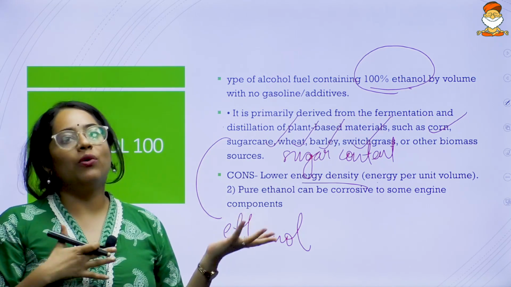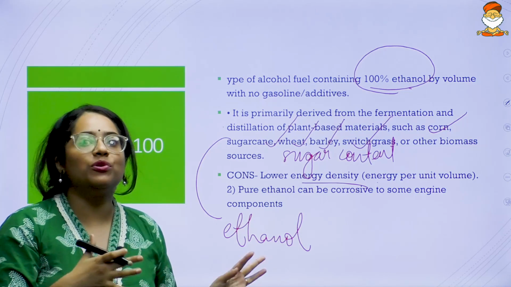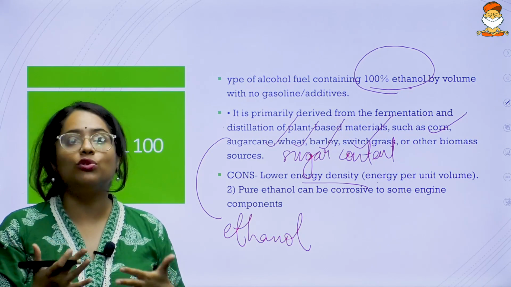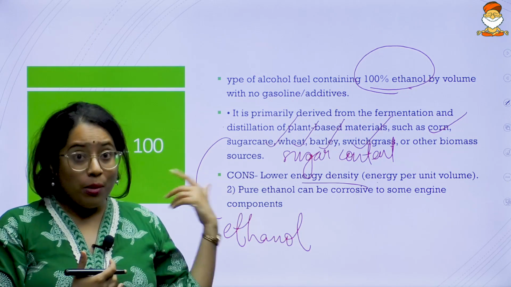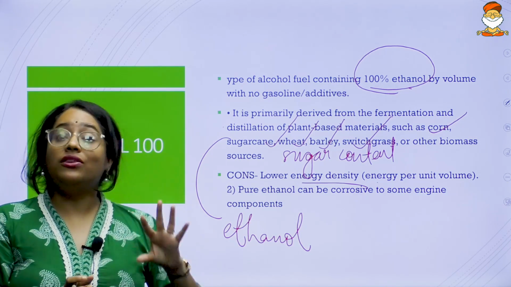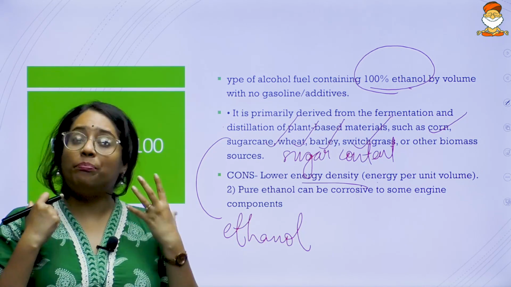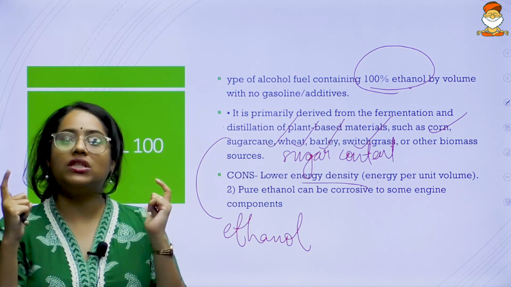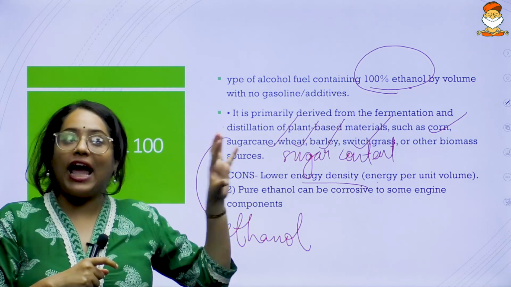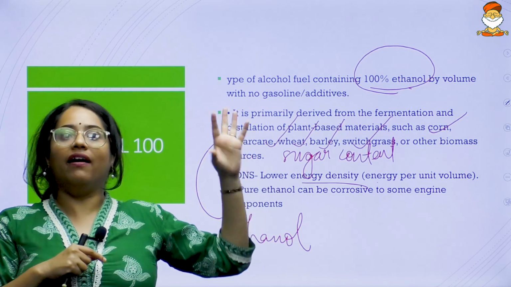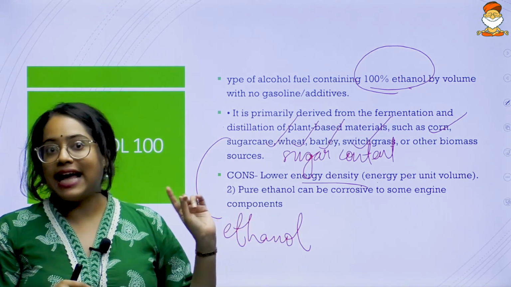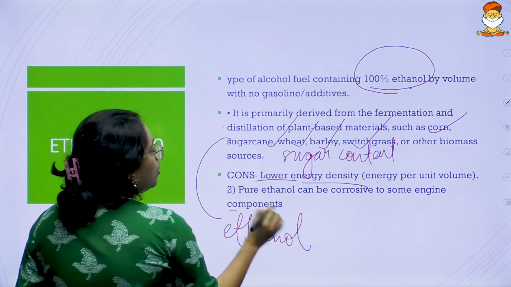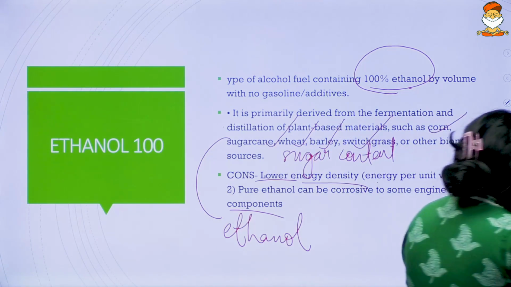So again, that is a con that will have to be worked into if we are planning to use this as a proper transportation fuel. Another problem is ethanol or pure ethanol can be quite corrosive in nature, and it can actually damage these different engine components. So ethanol 100, though it's very eco-friendly and everything, it has its cons, and keep this in mind. Lower energy density and corrosive nature are the cons of it.